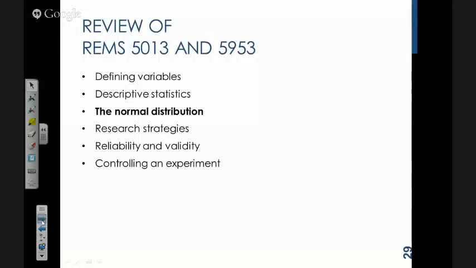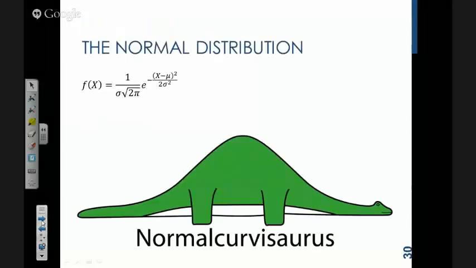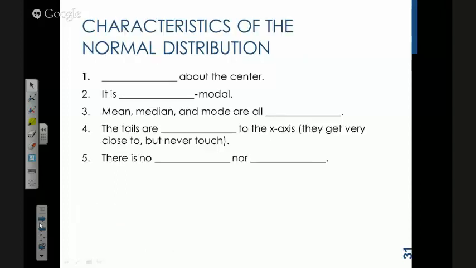The normal distribution. Most of us call it a bell curve. Here is the normal curvosaurus. You can even get a pillow that looks like the normal curvosaurus. So some characteristics about the normal distribution. It is what about the center? Symmetric, yeah.